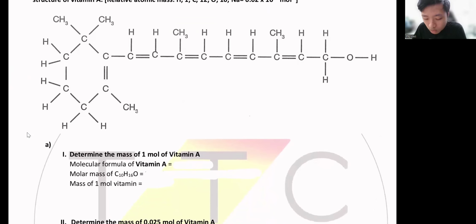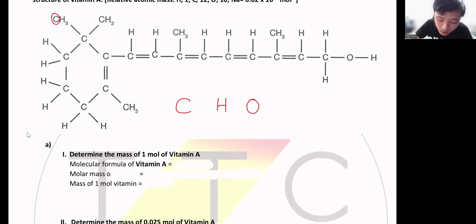First of all, you have to know the formula. So based on this diagram, help me to calculate how many carbon, how many hydrogen, how many oxygen. So one by one.